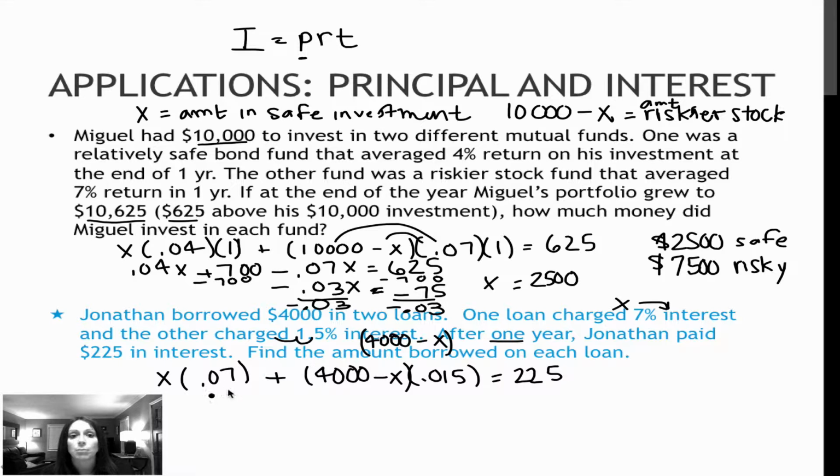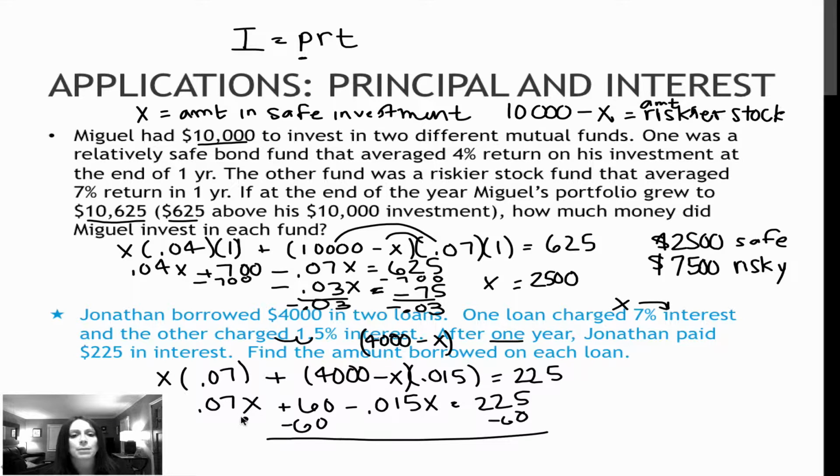Now we're just going to multiply it out, so 0.07X plus 60 minus 0.015X equals 225. I'm going to subtract the 60 from each side, and in that same step, combine these two like terms. That gives me 0.055X equals 165. When I divide on each side, I end up with X equal to 3,000.